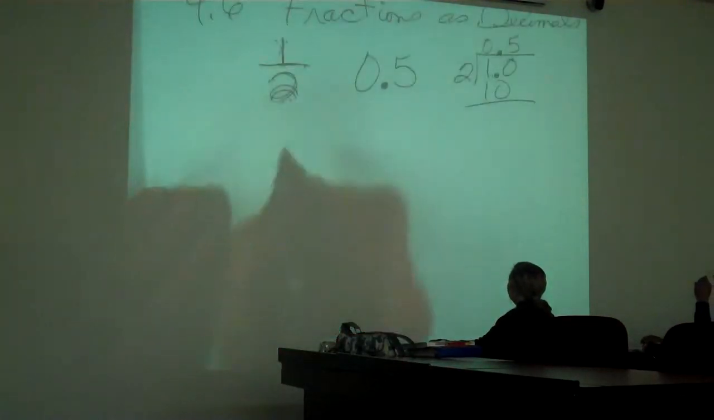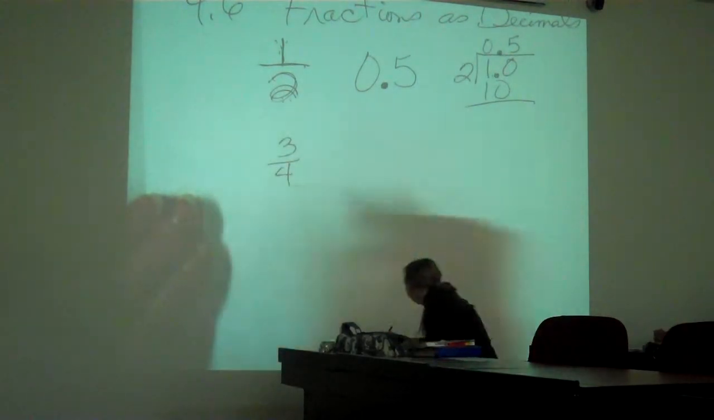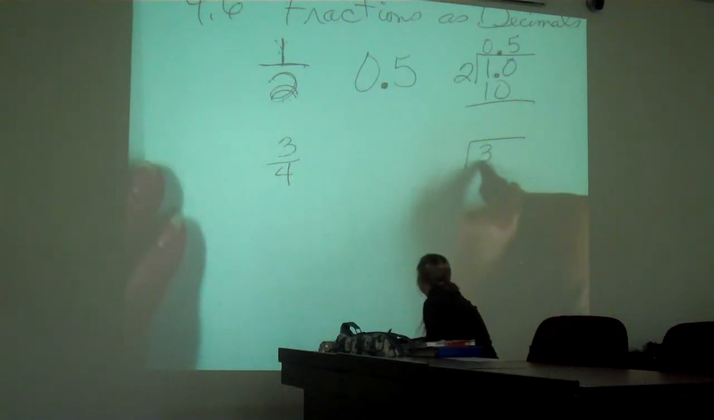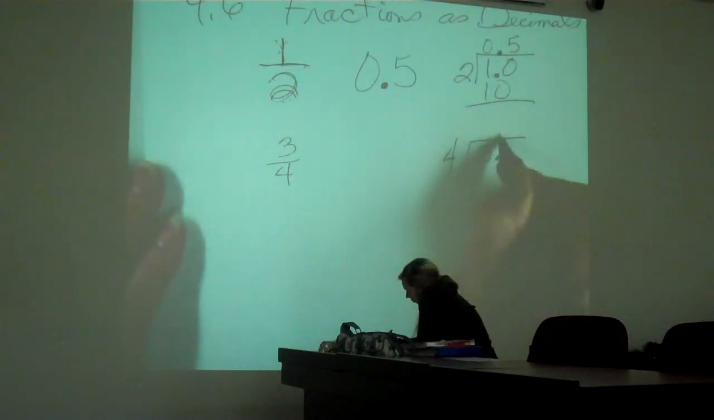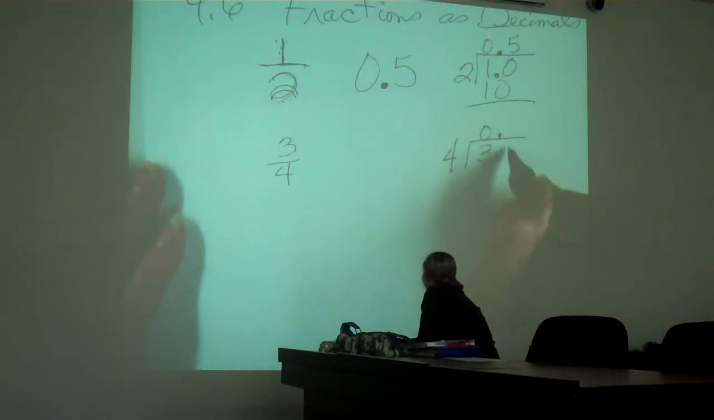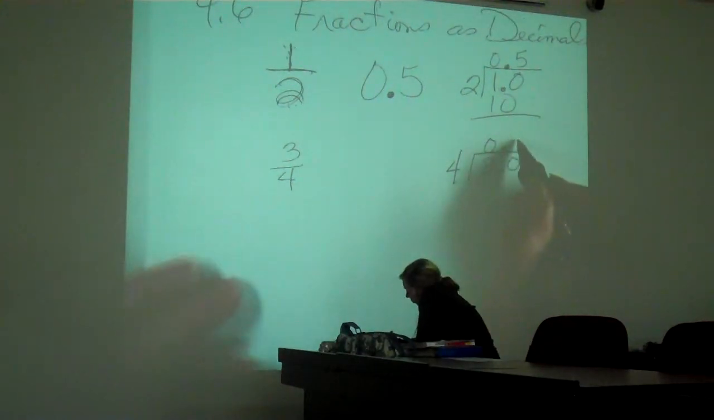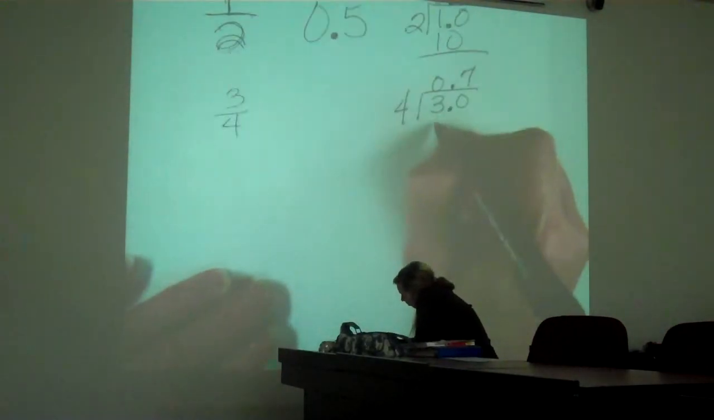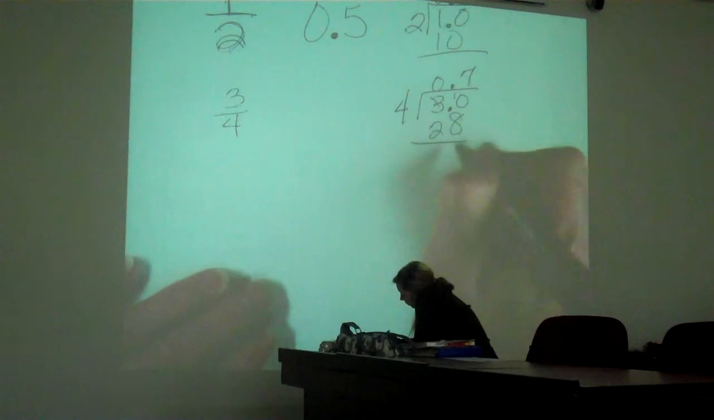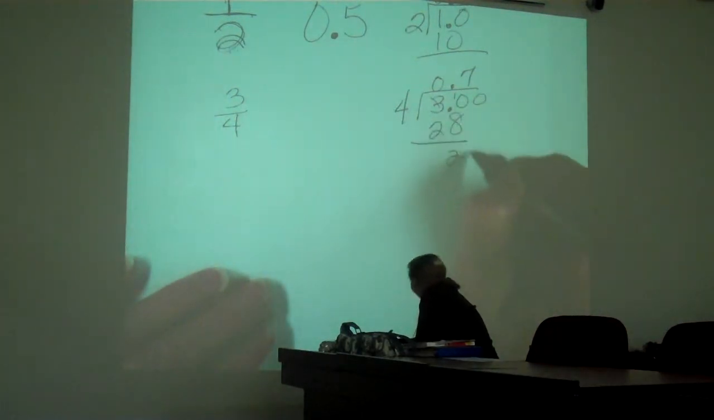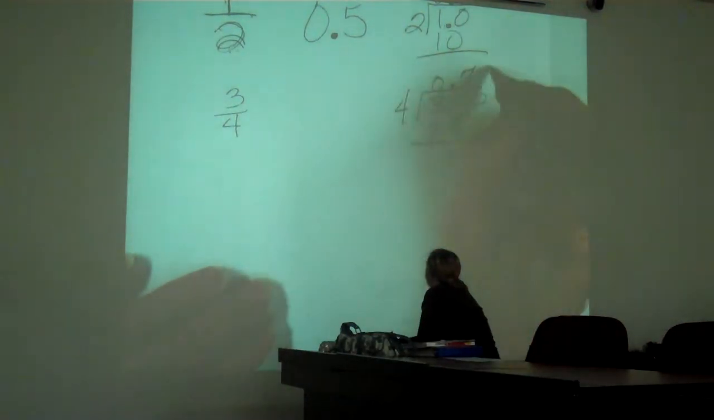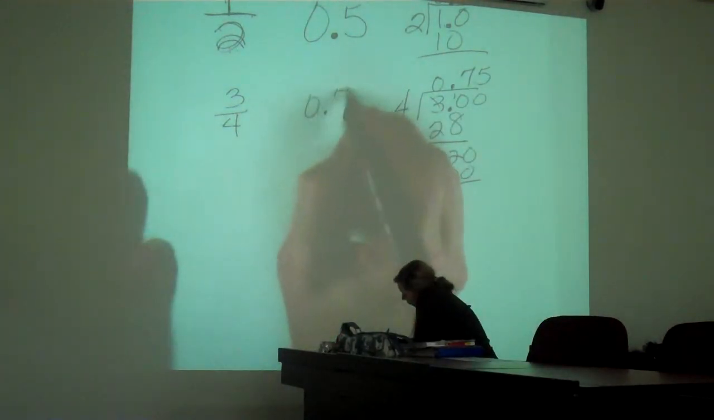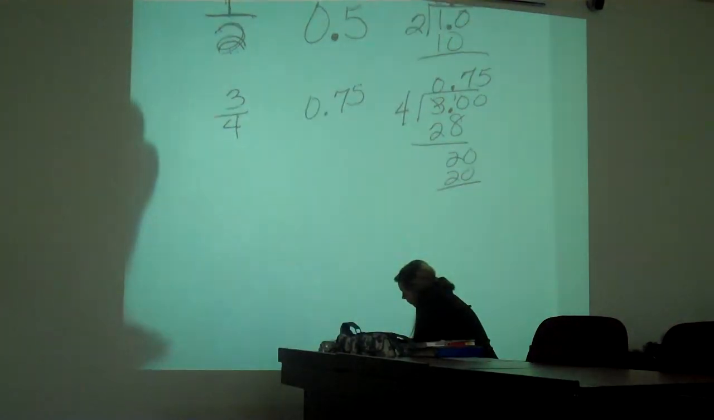Okay? What about 3/4? Which one goes under here? The 3. Divided by 4. Won't go into 3, 4 into 30. How many? 7. 7 times 4? 4 into 20 is 5. Okay, so it's 0.75.